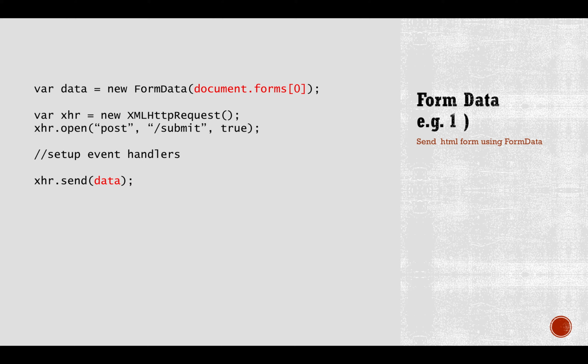Now, let me give you an example of how to send the HTML form. First, the FormData object is created using an HTML form, and then the data is sent to the server. This is very similar to using the HTML form submit button.